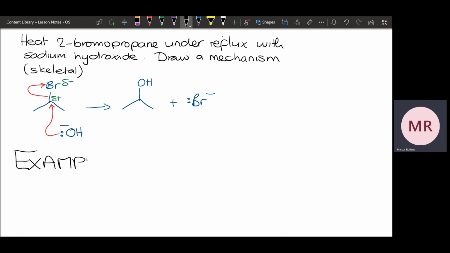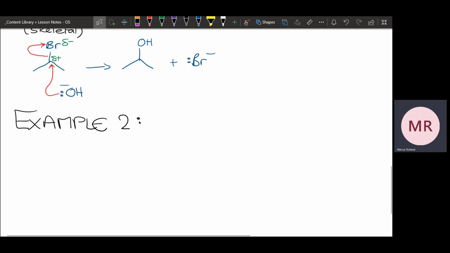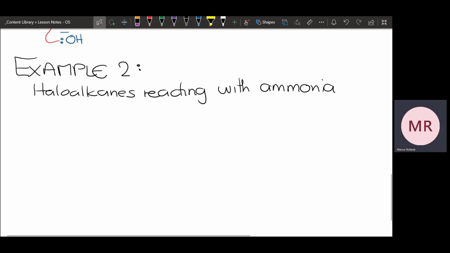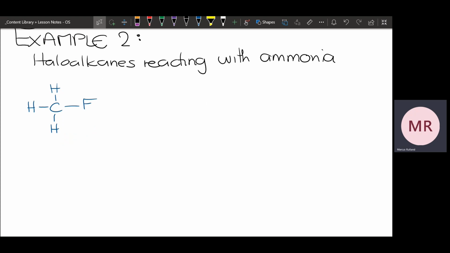And the next two are just a tiny bit more complicated. This is haloalkanes reacting with ammonia. So I'm going to stick with doing the full structure and a simple haloalkane. So here's our, let's go for fluoromethane this time. And ammonia is NH3. I'll draw that out full structurally as well.